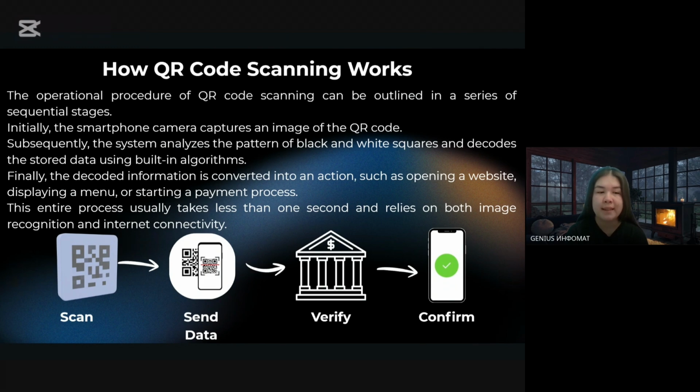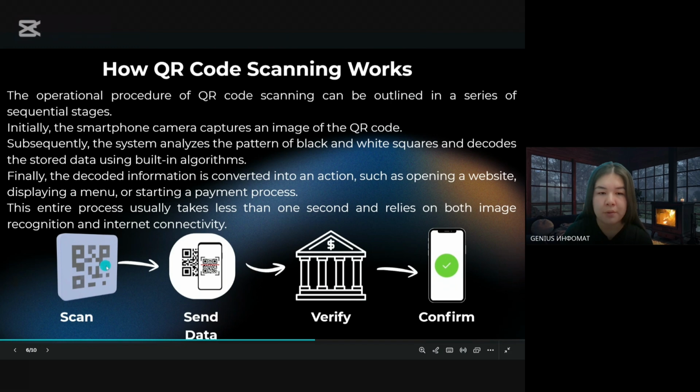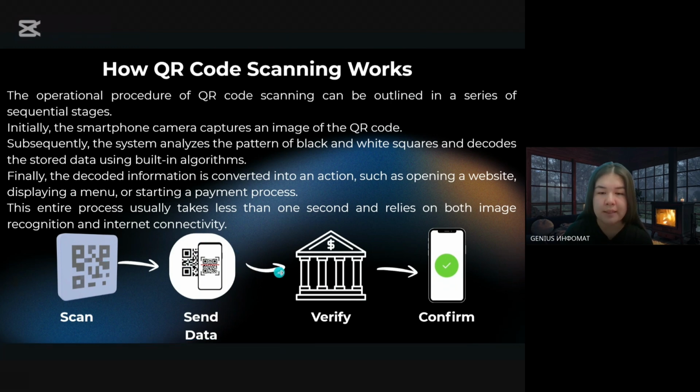As you can see here, this scheme shows how QR codes work. It first scans the needed code, then sends the needed address, then verifies and confirms. In this example, you can see how our payment processes are working. I think all of you know about modern payment methods and use them every day, like Cashback QR, Hulk QR, Freedom Bank, and so on. This is just how it works.